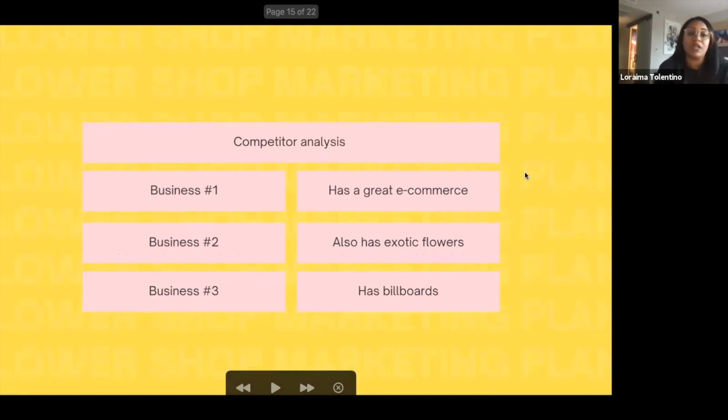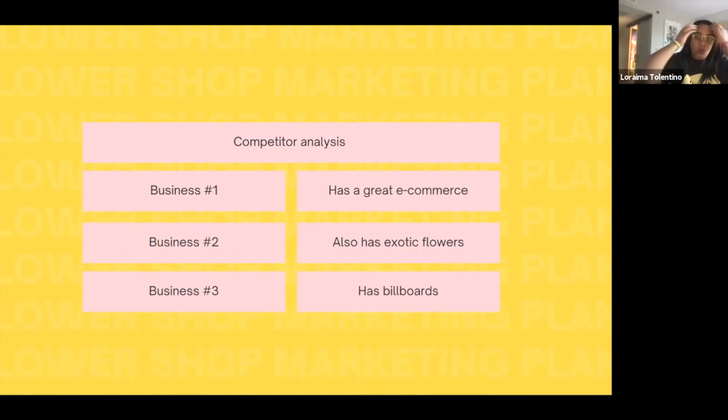Then when we go to the competitor analysis, we're looking at 3 business competitors. So what we saw is that the first one has a great e-commerce account. And having e-commerce and being able to sell online, it's an amazing strategy. And once you have it done correctly, it will really help your business. So the business number 1, that's our analysis.